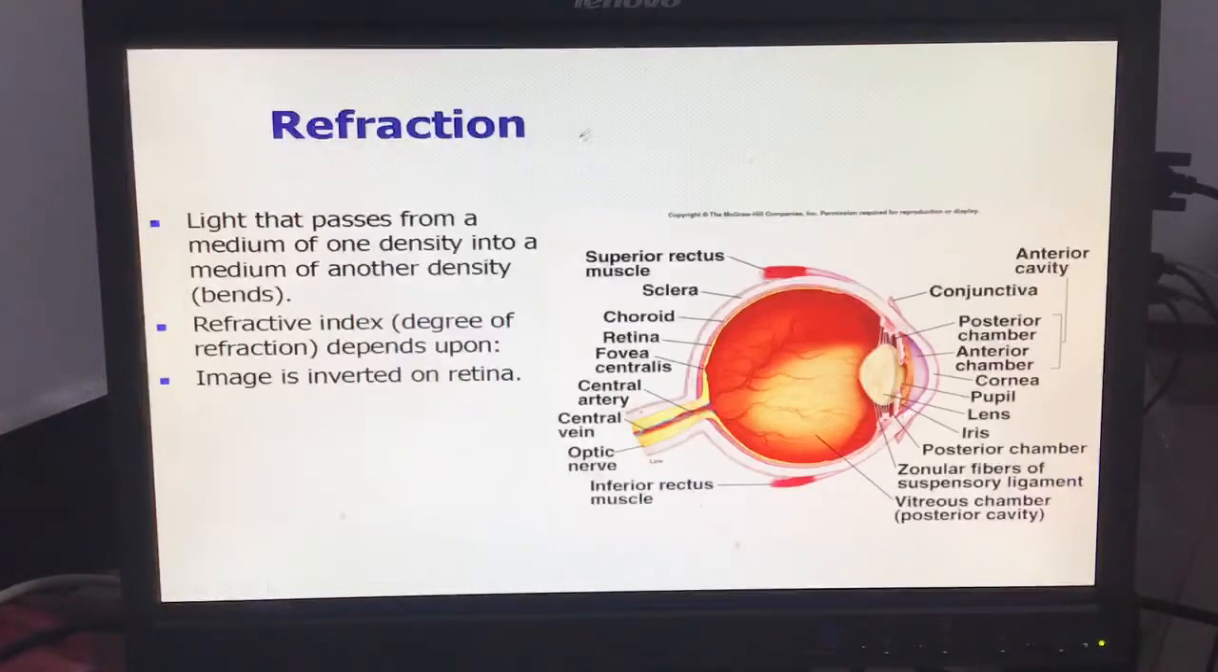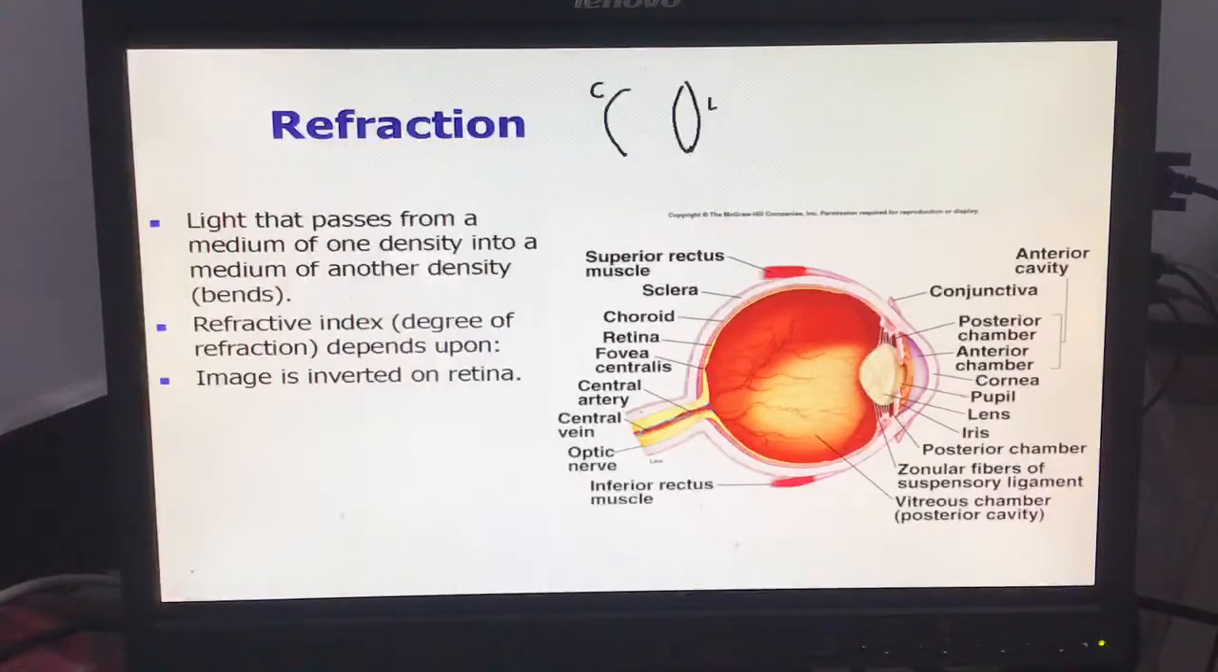In this video, we talk about the function of the cornea, and exactly we have the lens behind the cornea. What is the function of the cornea and the lens here? And how does light enter the eye and how is the image formed on the retina?